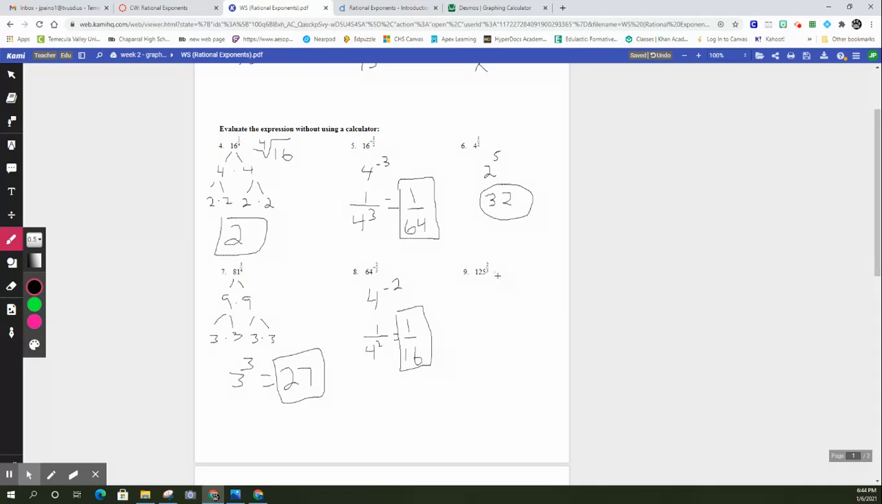All right, 125 to the 2/3 power. So cube root of 125 is just 5. All right, so this is 5 squared, which is just 25.